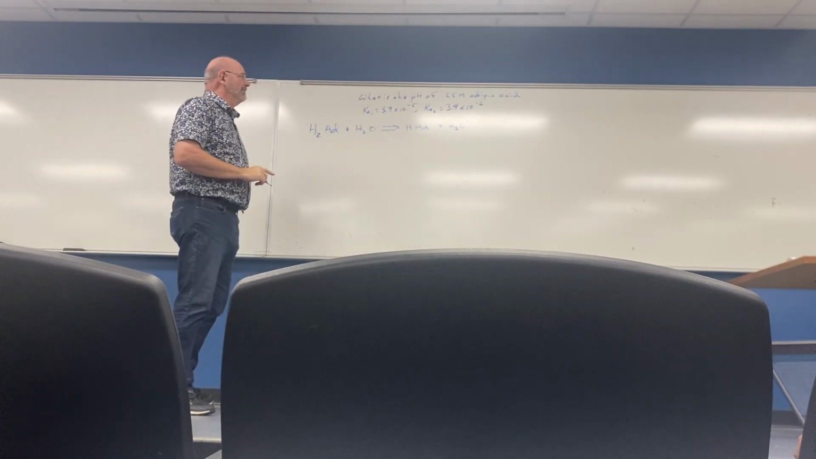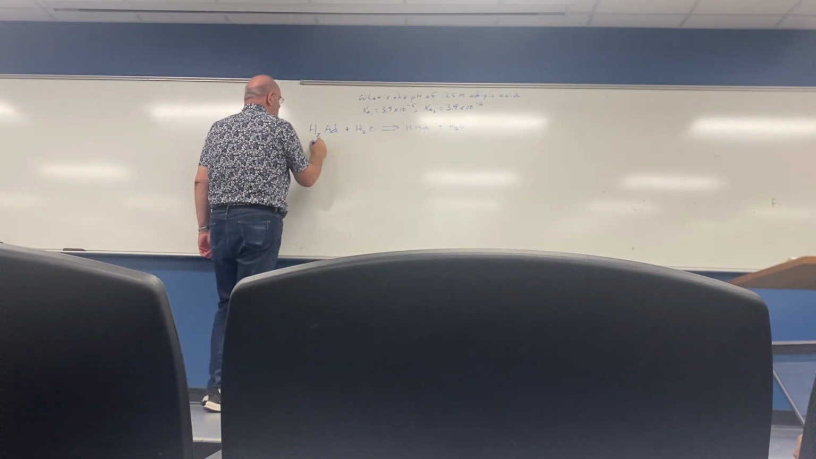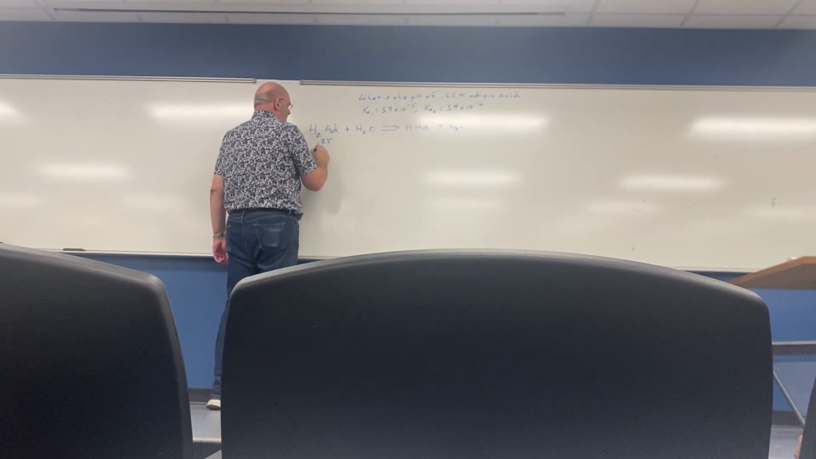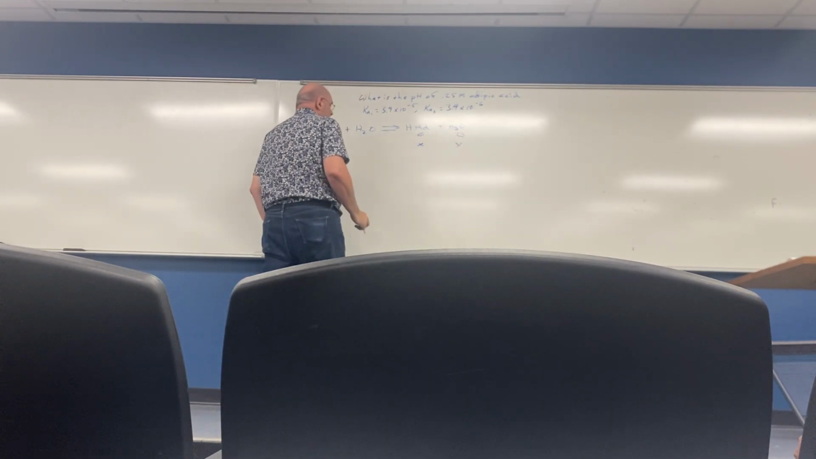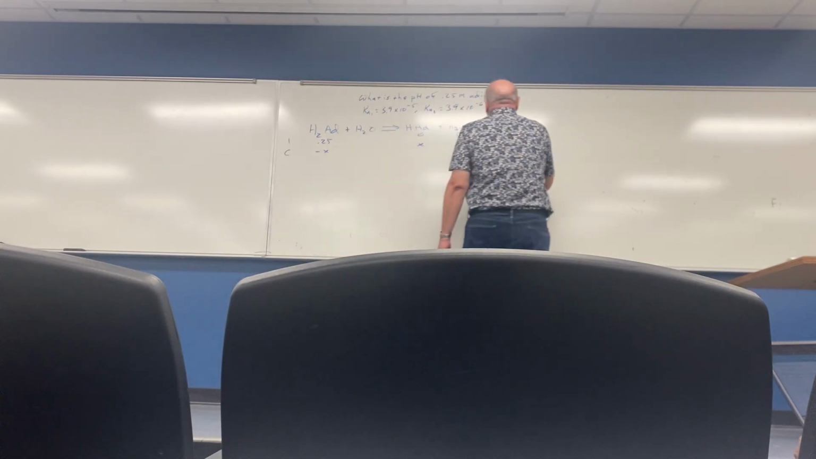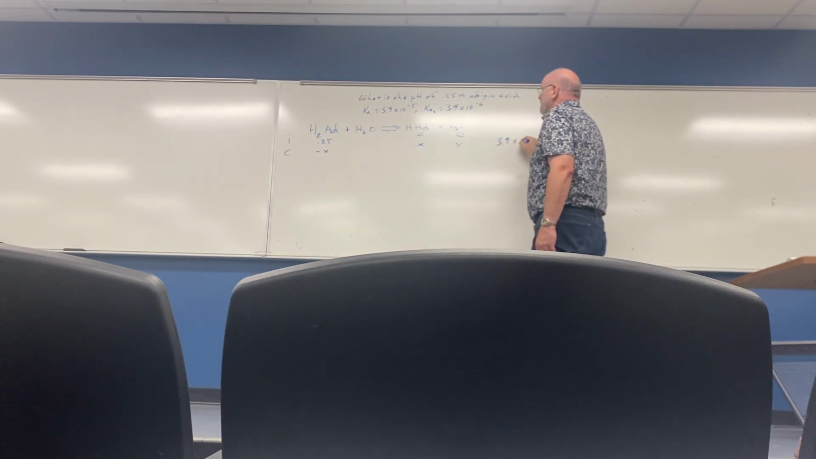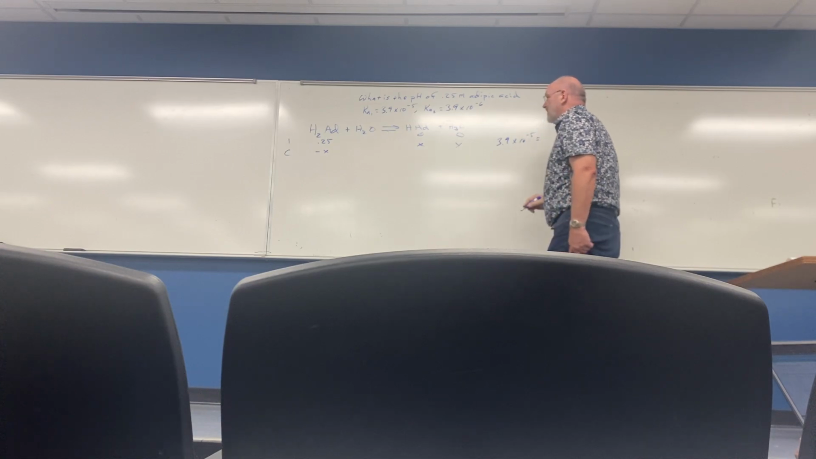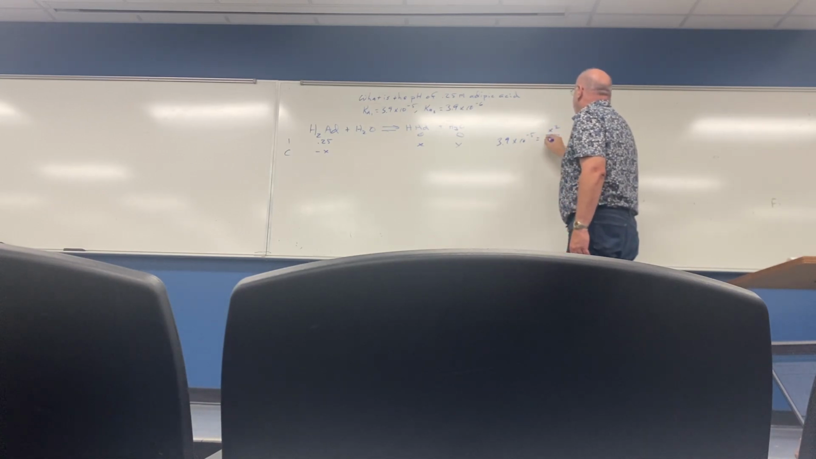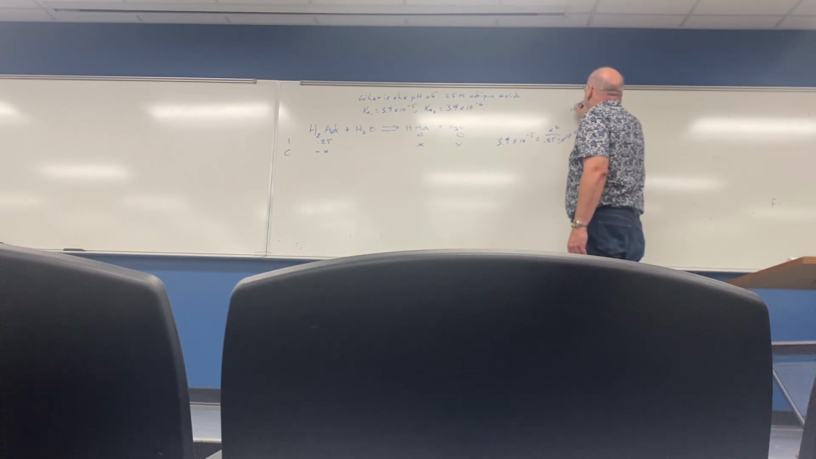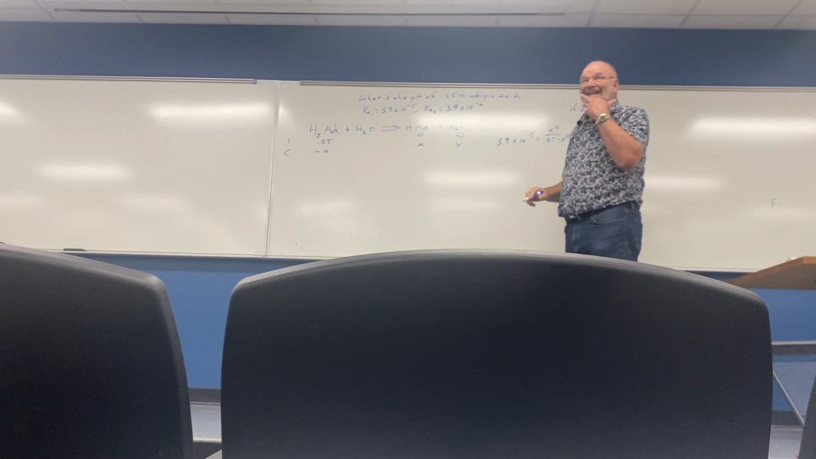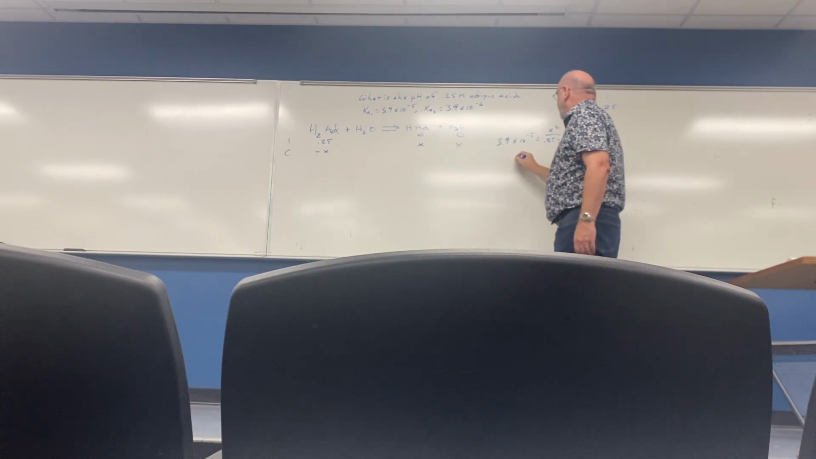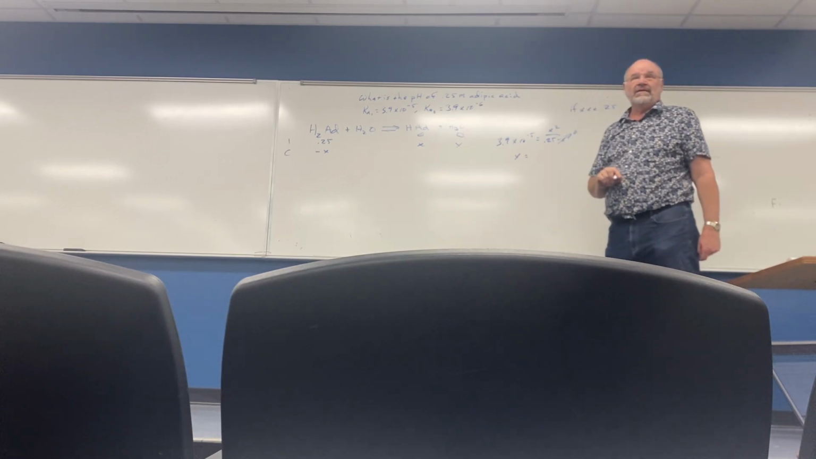Okay? And then we just do our normal ICE table: 0.25 minus x, 0, 0, x, x, right? So 3.9 times 10 to the minus 5th equals x squared over 0.25 minus x. Let's try to drop that. So if x is much less than 0.25, we can drop it.